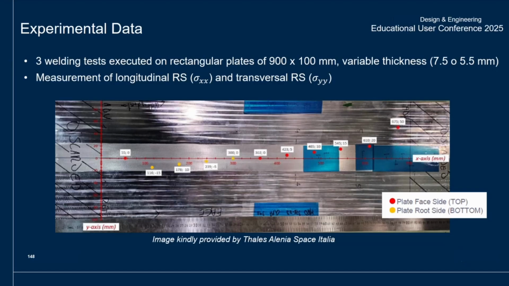For each plate, 2 types of stresses have been measured with a local measurement technique. The longitudinal residual stresses, which means along the welding direction, and the transversal residual stresses, perpendicular to the welding direction. The image, kindly provided by Thales Alenia Space Italia company, shows one of these plates with the points in which the measurements have been done, highlighted with red and yellow dots.